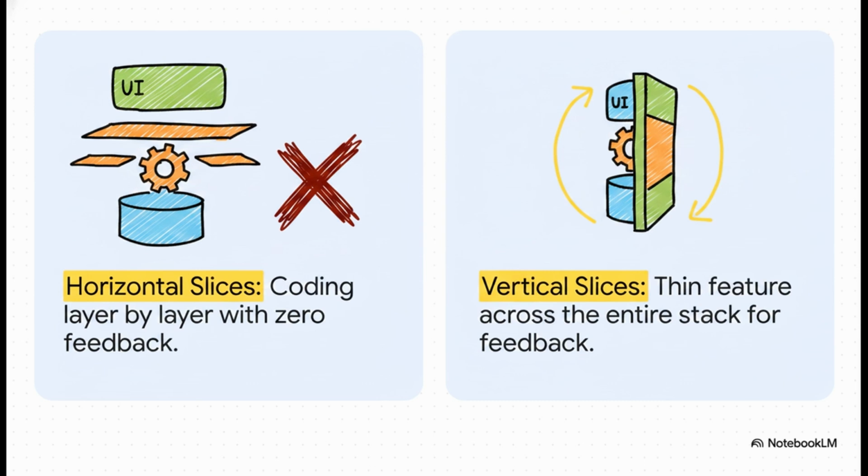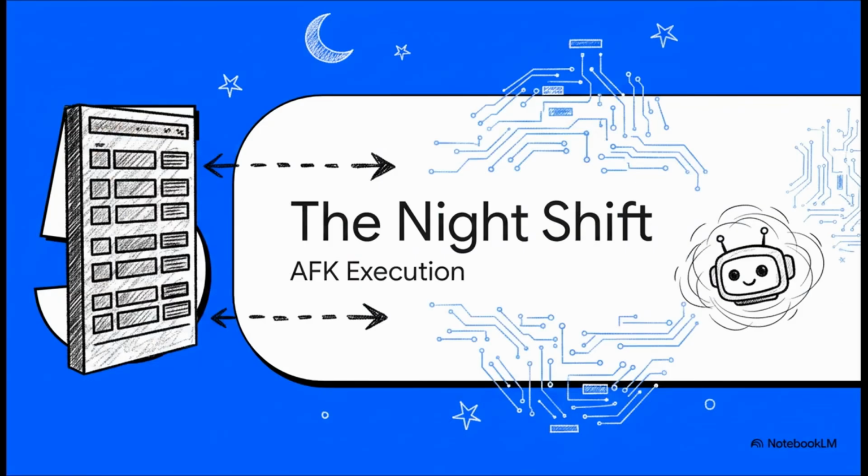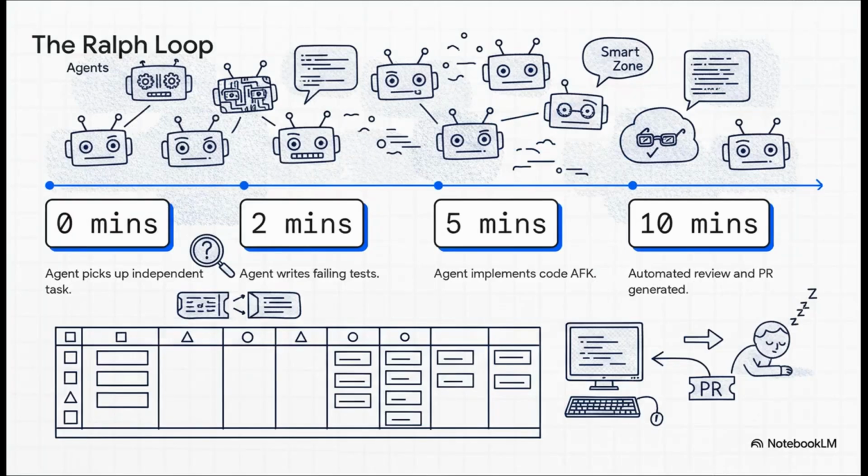Once we have those distinct tasks mapped out, say on a Kanban board, we are officially ready for the next phase. Section 5, the night shift, AFK execution. With our Kanban board of vertical slices totally ready to go, we hand things over to the night shift. This is where you literally step away and the agents take over. We call this the Ralph loop, where parallelized agents work completely AFK, away from keyboard, sequentially knocking out tasks.